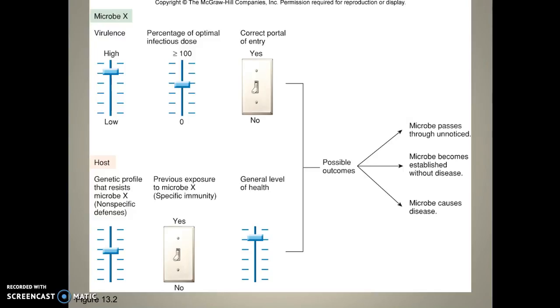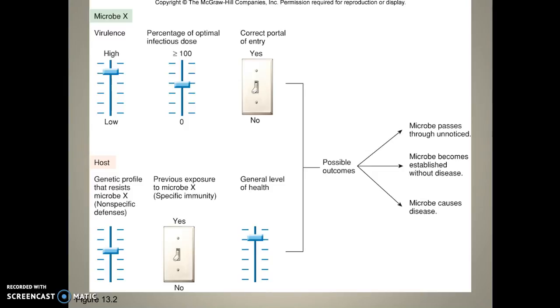The percentage of the optimal dose. An optimal dose is the exposure rate. Do you have to be exposed to a high concentration of this pathogen or a low concentration of this pathogen? There's some optimal amount of bacterial exposure that you need to have for an infection to really occur. And then the correct portal of entry. Does that bacteria get in through your lungs or does it get into a cut in your skin? Is it something that you eat, right? Some things will only be pathogenic or disease causing if they enter into your body in the right way.